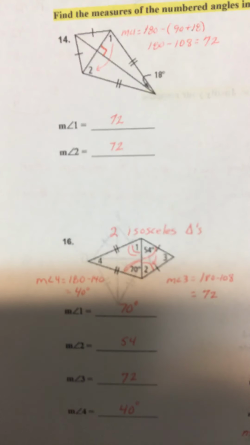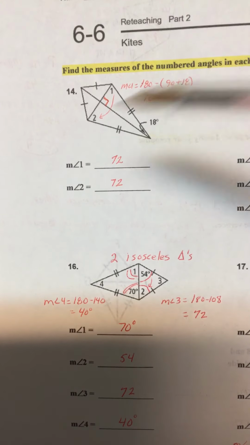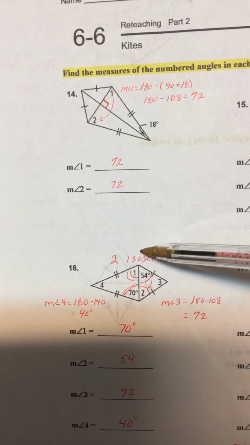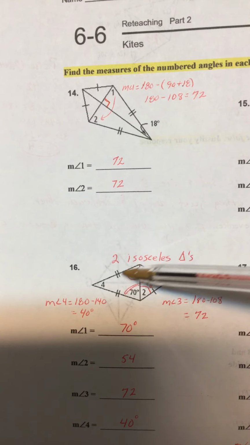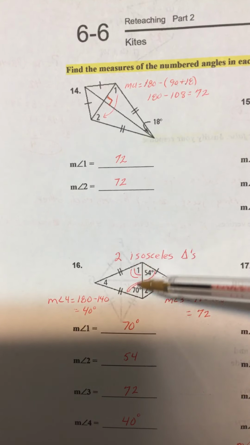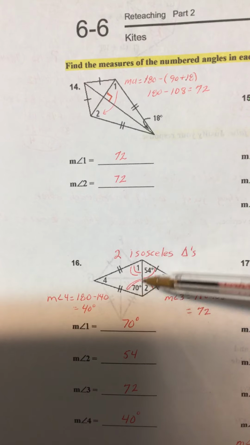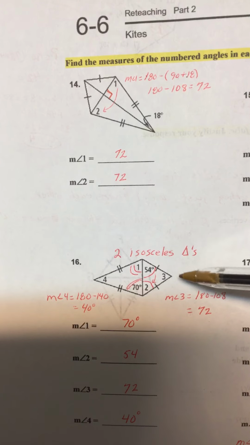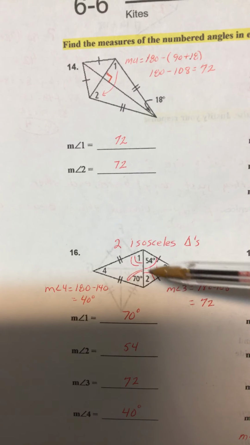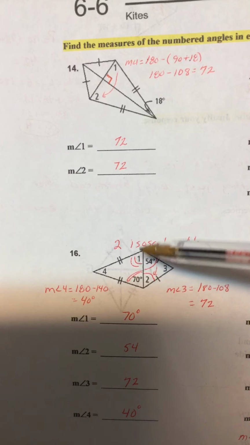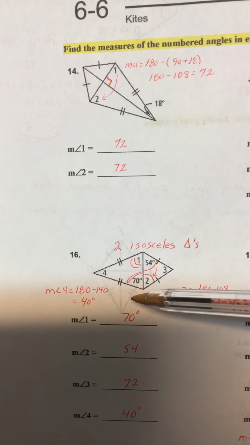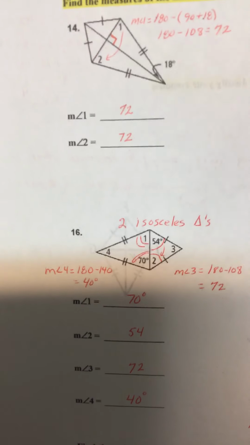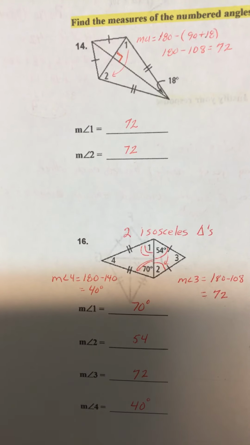All right, in number 16, I have isosceles triangles because I only have one diagonal drawn in, the one that passes from one congruent angle to the other. This diagonal does not bisect, but it makes two isosceles triangles. In this situation, angle 1 is a base angle. So 70 and angle 1 have to be congruent to each other. So angle 1 is going to be 70 degrees.